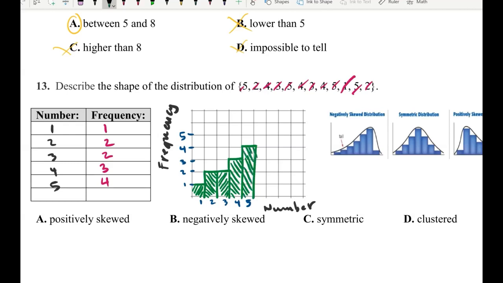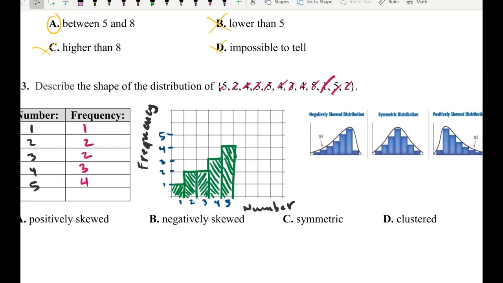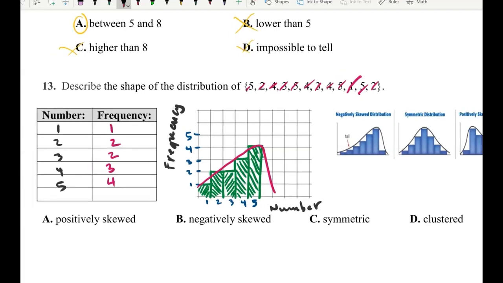Okay, so what is the answer here? Based on the graph, the examples on this side show negative skew, symmetry, and positive skew. This one looks like it's going up, so that is a negative skew distribution. So B is the correct answer.